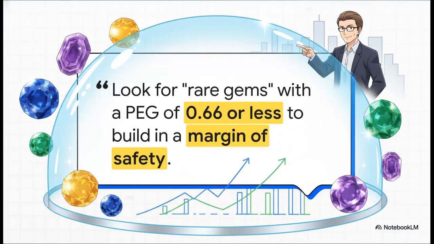Another investing giant, Jim Slater, took it even further. He was on the hunt for what he called rare gems, and for him, that meant a PEG of 0.66 or even less. Now, why so low? He wanted a margin of safety, because look, that growth rate is just an estimate, right? So by paying less, you build yourself a cushion just in case those forecasts are a little too optimistic.